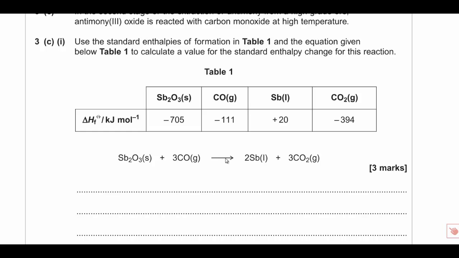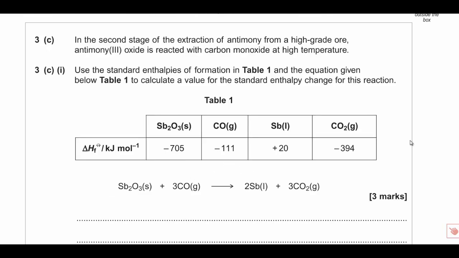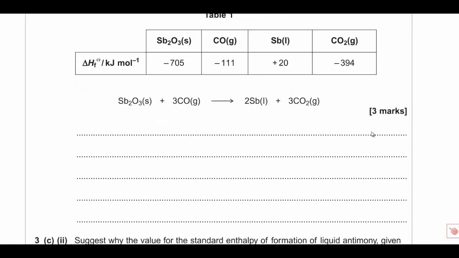3C, the second stage. Oh, there are calculations, of course, but there's obviously the energetic stuff, enthalpies. In the second stage, the extraction of antimony from a higher grade ore, antimony 3 oxide is reacted with carbon monoxide at high temperature. Use the standard enthalpies of formation in table 1 and the equation given below table 1 to calculate a value for the standard enthalpy change for this reaction.